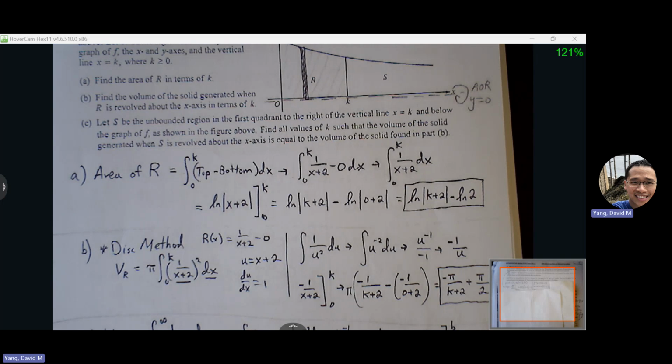Yeah, polar is not guaranteed to show up on the FRQ section. It will definitely show up on multiple choice, but it's been a few years since it hasn't shown up, so maybe this is the year.